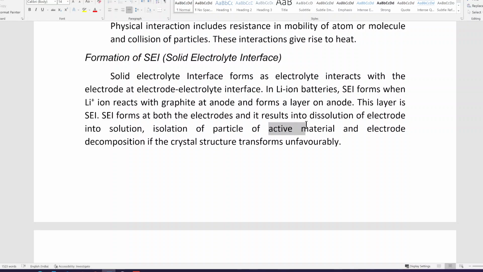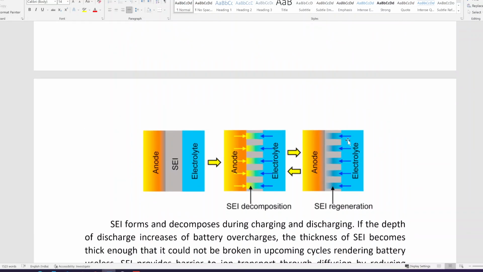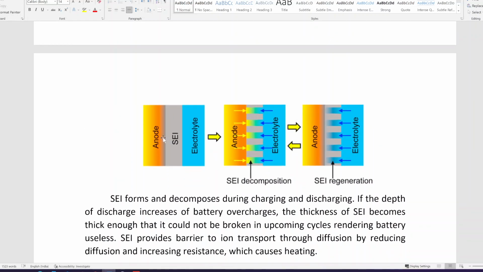If we call the active material the material that essentially takes part in the reactions for providing the power to the outside circuit, this solid electrolyte interface formation reduces the active material and it takes up the site. So if you have the anode and the electrolyte, this is how the solid electrolyte interface would form. This would decompose during charging and discharging, but each cycle of charging and discharging will leave a little bit of SEI.